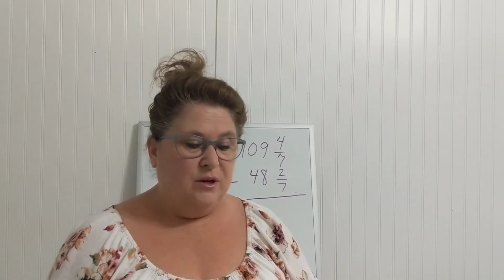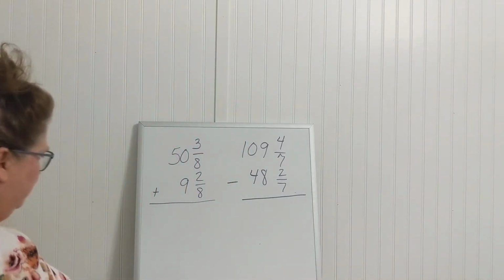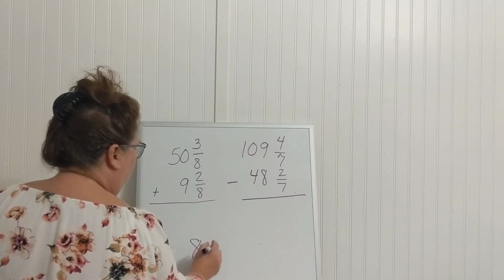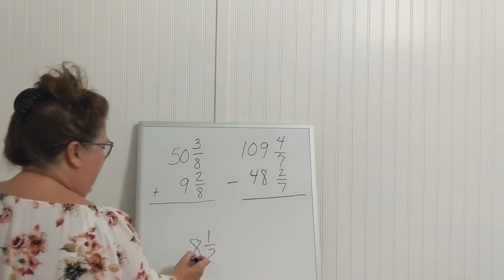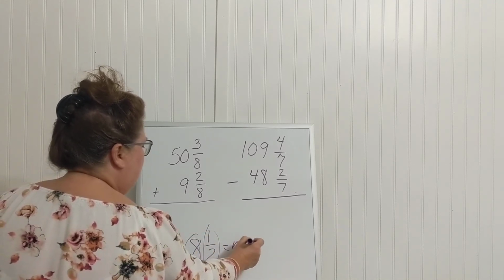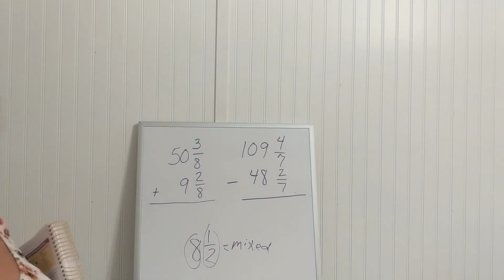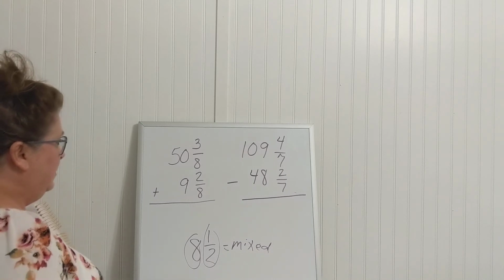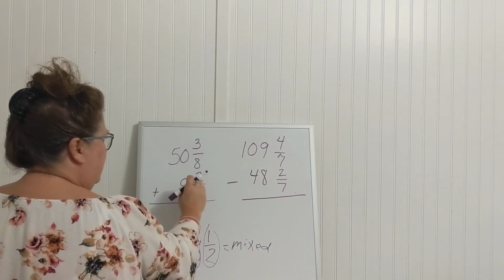Today, we're going to move on and add or subtract mixed numbers. A mixed number is when you have a whole number and a fraction. 8 1/2, here's our whole number, here's our fraction, that equals a mixed number. So whenever you have a whole number and a fraction, you have a mixed number, okay? So we are going to be adding and subtracting mixed numbers.